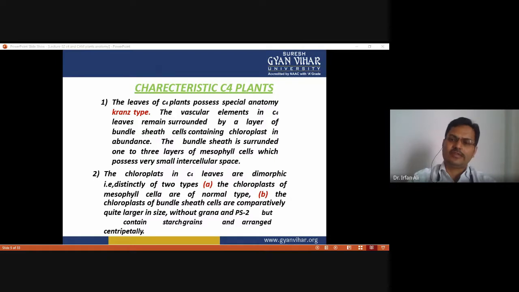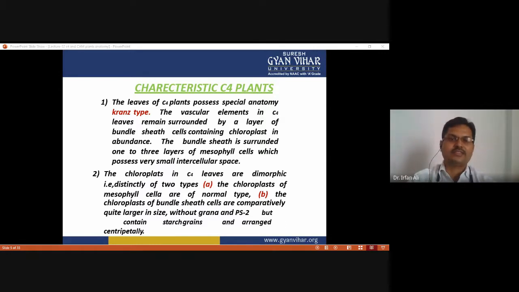And if we talk about the chloroplast evidence and chloroplast type, the chloroplasts in C4 leaves are dimorphic. In the C4 plant, two types of chloroplast are found, that's why the term dimorphic is used. Dimorphic means there are distinctly two types of chloroplast found in the C4 plant. And what are these two types of chloroplast?